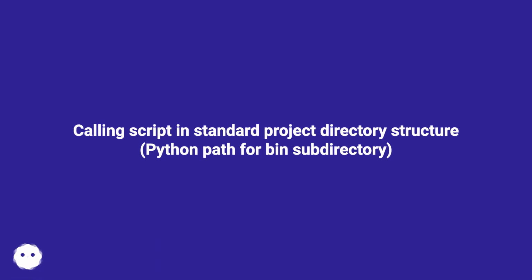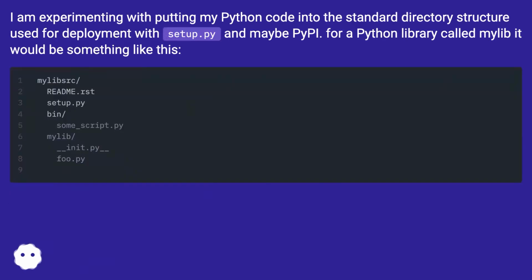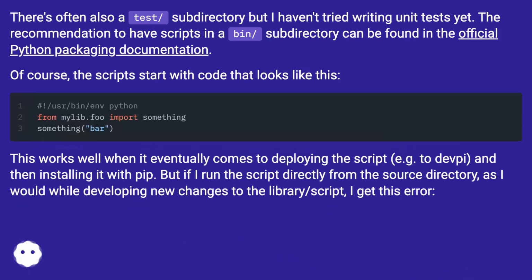Calling script in standard project directory structure, Python path for bin subdirectory. I am experimenting with putting my Python code into the standard directory structure used for deployment with setup.py and maybe pip. For a Python library called mylib, it would be something like this. There's often also a test/ subdirectory, but I haven't tried writing unit tests yet.